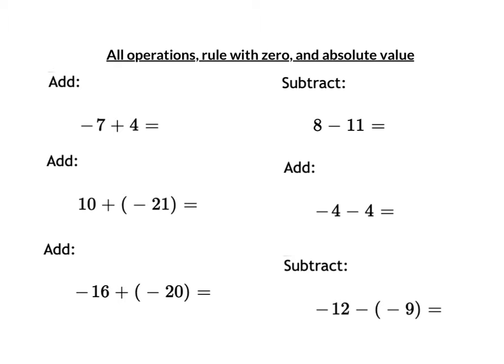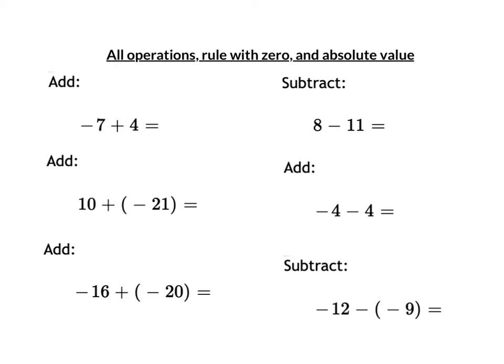All operations, rules with zero and absolute value. So, a quick review of our integers. When we add, like this first example, we're starting at -7 and we're adding 4 to that, so we'd move 4 to the right. If we add a negative, we move to the left on the number line. If we add a positive, we move to the right on the number line. So here, starting at -7, you're going to go 4 to the right.